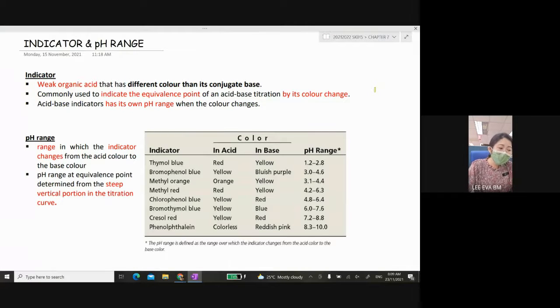An indicator is made up of a weak organic acid. When it reacts with the content inside your conical flask, it becomes the conjugate base, but it will not affect the acid and base originally inside the conical flask. It's just the indicator that will change color. When you have more acid or more base, it will show you the color. So it is a weak organic acid that has a different color than its conjugate base, commonly used to indicate the equivalence point by its color change. It wants to show you which one is the equivalence point.